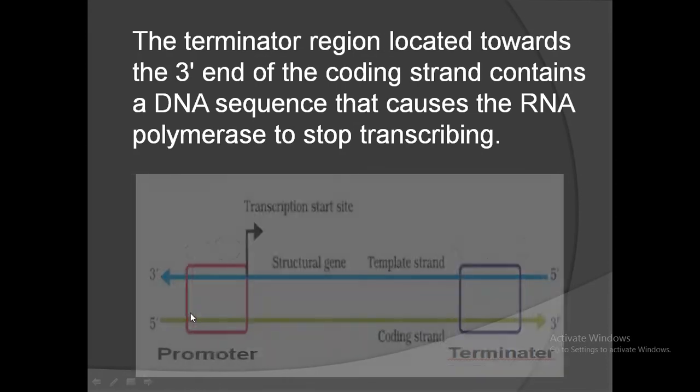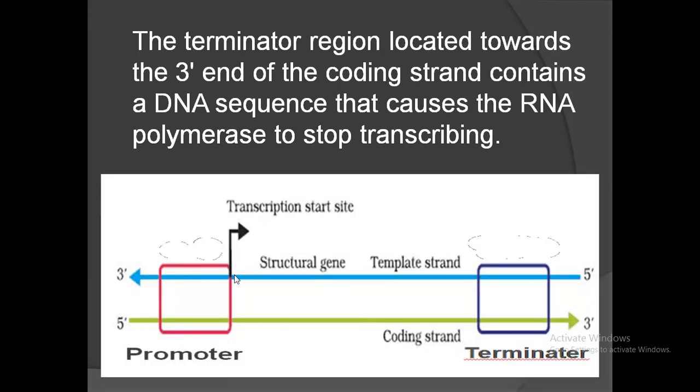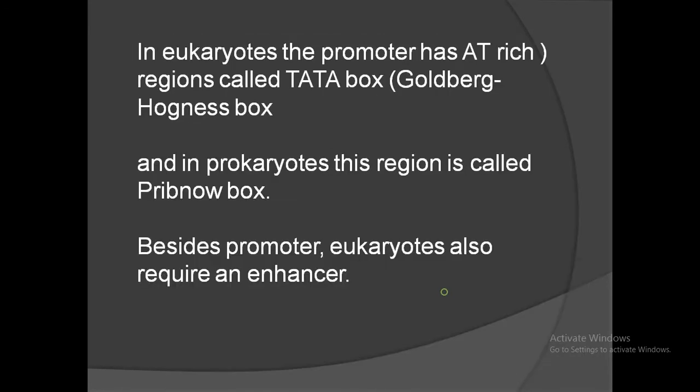Okay, what is the role of the terminator? The RNA polymerase starts reading the structural gene from this area. When it reaches the terminator, it stops reading. The terminator stops the transcription process. That is the end of transcription.